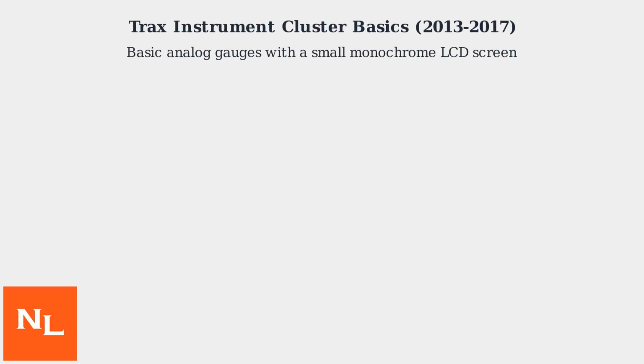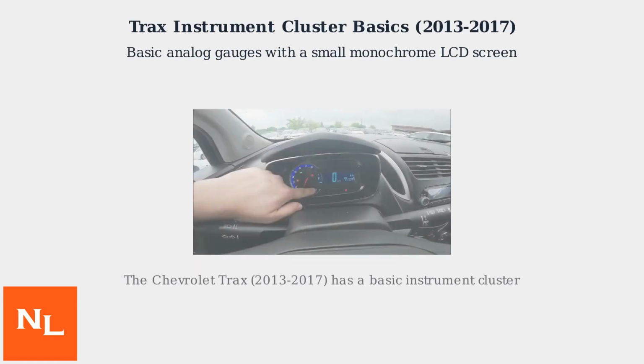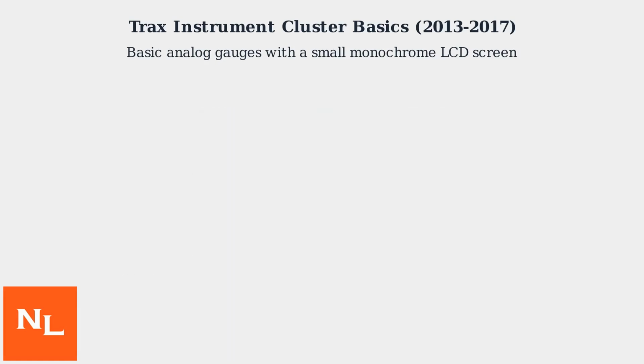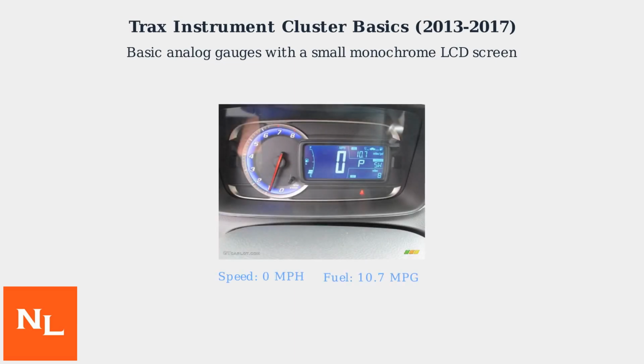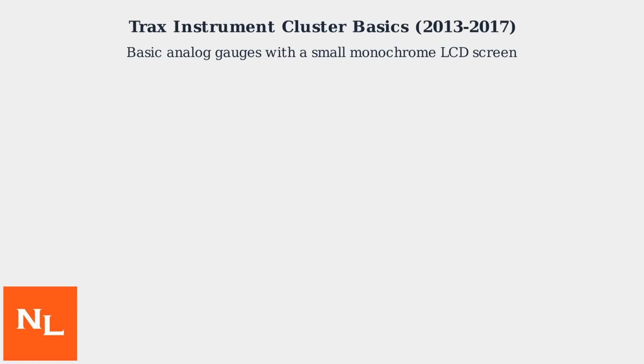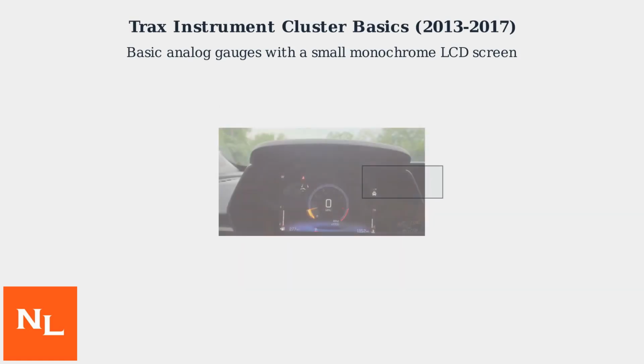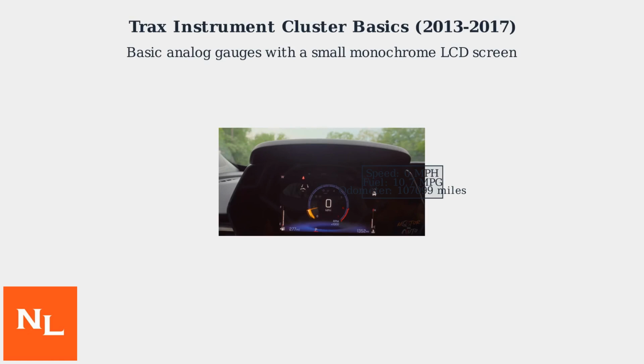The Chevrolet Trax from 2013 to 2017 features a basic instrument cluster with analog gauges for speed, fuel, and temperature. Analog gauges include the speedometer, tachometer, fuel gauge, and temperature gauge. A small monochrome LCD screen shows digital data like speed, fuel level, and odometer readings. The LCD displays essential information in a simple format.